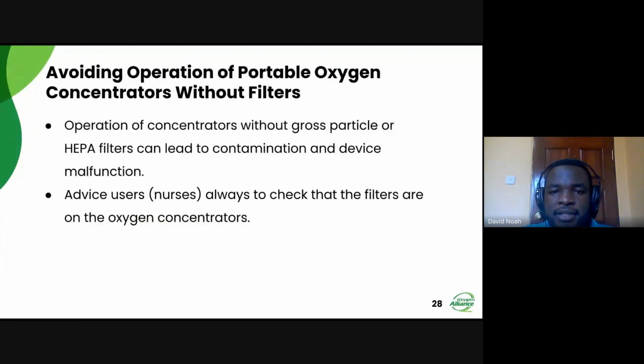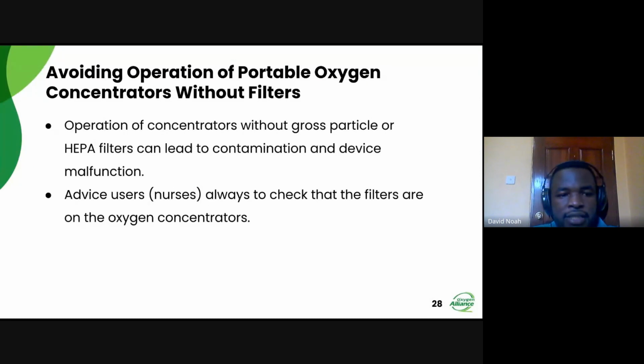Another best practice or tip in handling these filters is avoiding operation of portable oxygen concentrators without filters. So operating concentrators without gross particle or HEPA filters can result in contamination and device malfunction due to the entry of dust, debris, and other contaminants into the system, potentially compromising the quality of the oxygen output.